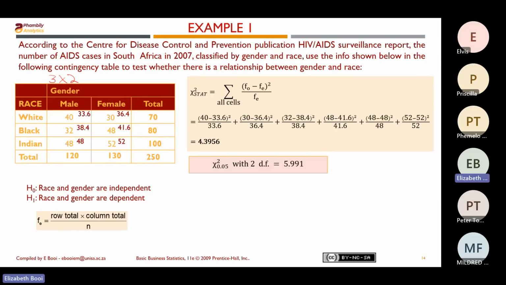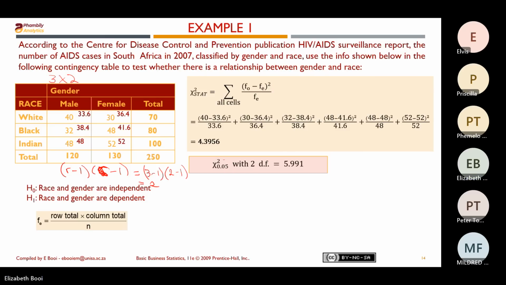We're going to find the critical value by using the degrees of freedom. So let's find the degrees of freedom, because I didn't calculate it on here. Our degrees of freedom is the number of rows minus 1 times the number of columns minus 1. We have 3 rows minus 1 times 2 columns minus 1. So 3 minus 1 is 2, 2 minus 1 is 1, 1 times 2 is 2. Our degrees of freedom is 2.